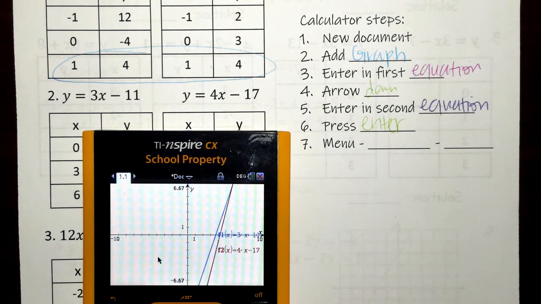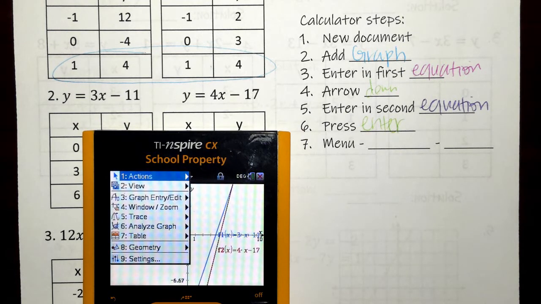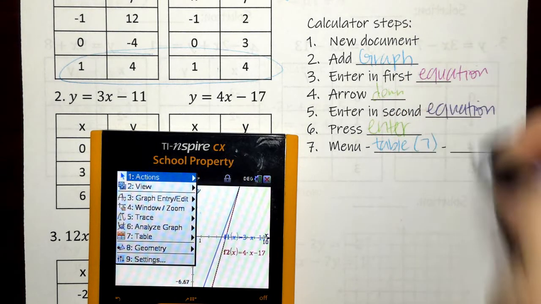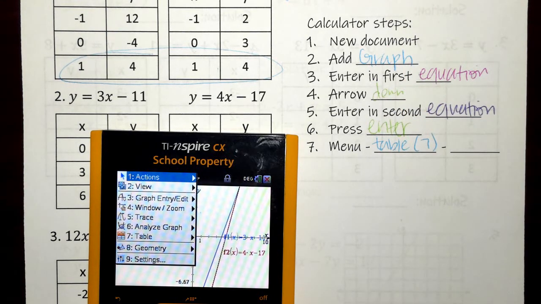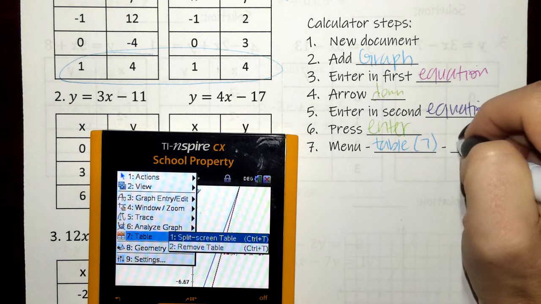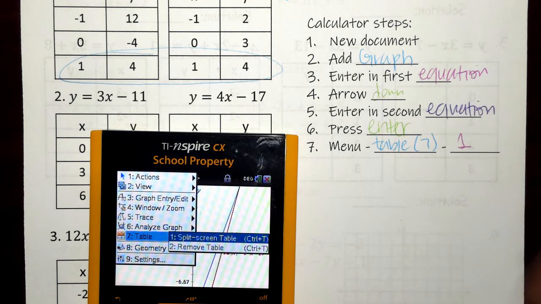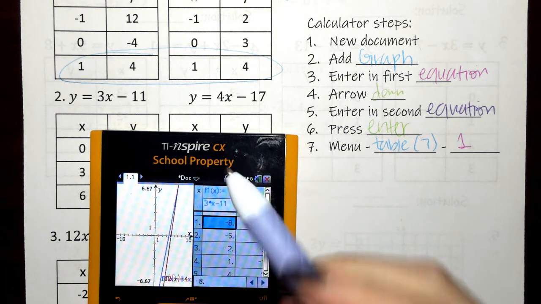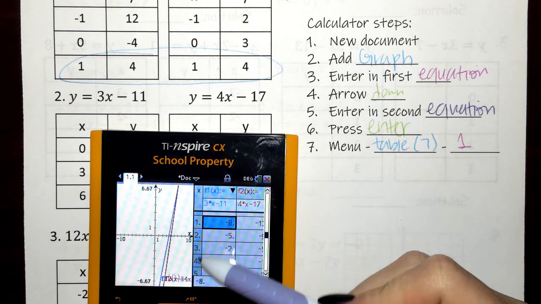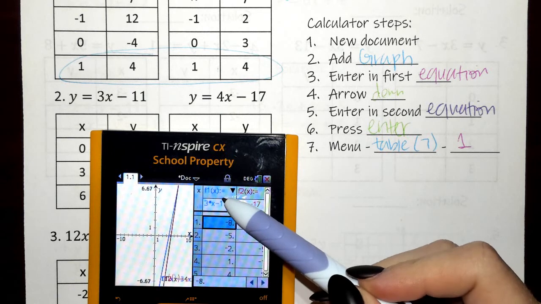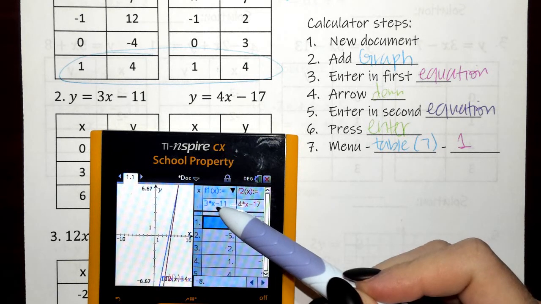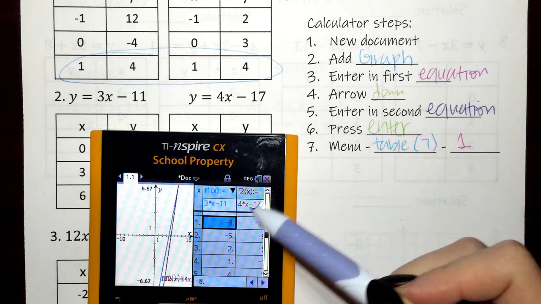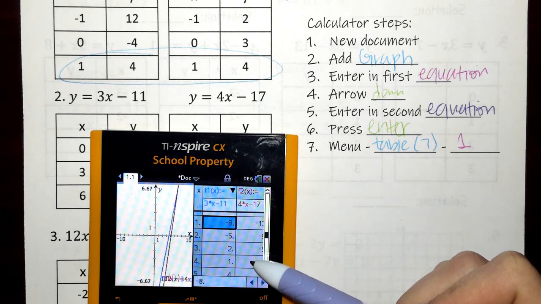And then to get to the table, I press menu, table, which is number 7, and then number 1, split screen. Press enter, and then it shows you the table. So this is my x values here, and then this is that first equation I entered, the 3x minus 11. This would be my y values there, and this is the second equation that I entered, and here are my y values.